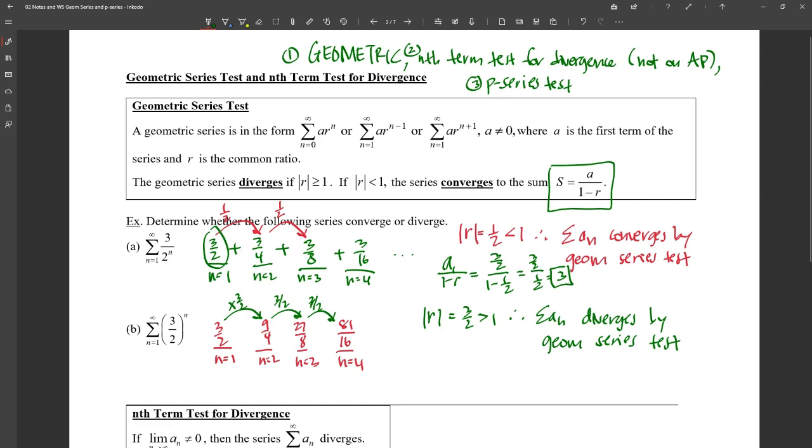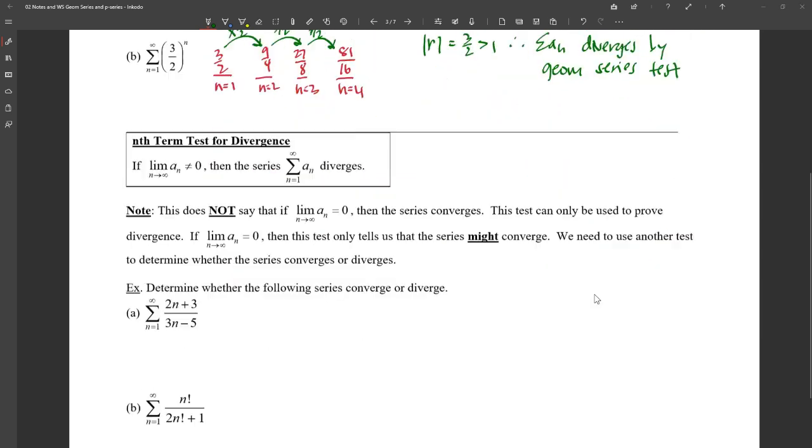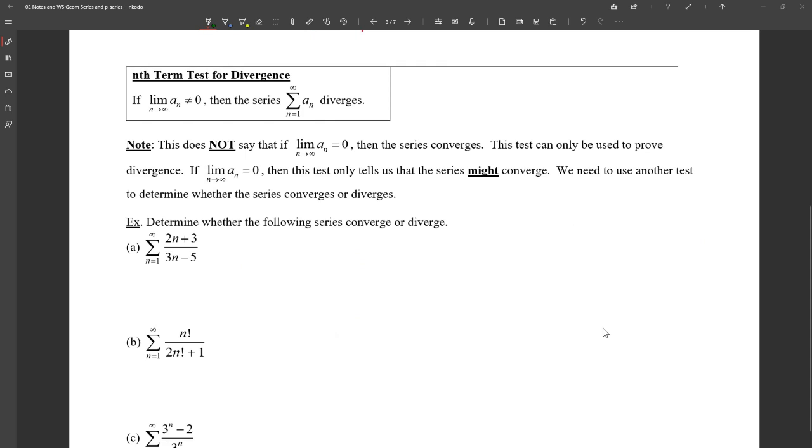All right, let's look at the nth term test for divergence. The nth term test for divergence, again, is not on the AP test this year, but it's worth looking at. The nth term test for divergence says if the limit as n goes to infinity of your a sub n is not equal to 0, then this series diverges.